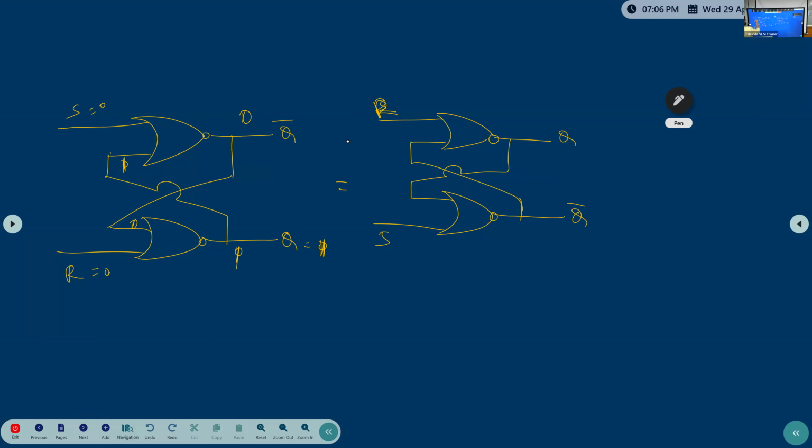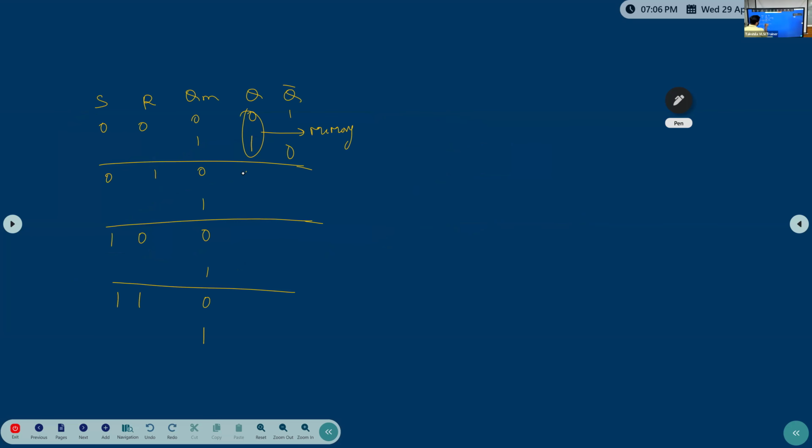So now coming to 0 1 case, S equal to 0, R equal to 1. Any one of the input is high, no doubt output will be low. This will be 0. This 0 will go here, 0 0, it becomes 1. Means whether your Q is, so your memory is 0 or 1. So if R equal to 1, output will be 0. This state will be reset. Reset state.